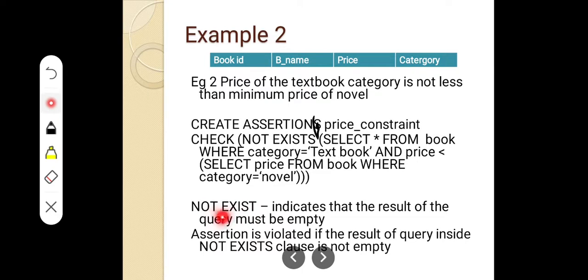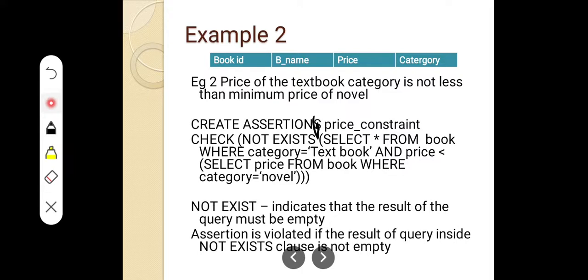So not exists indicates that the result of the query must be empty. Okay, അതായത് ഇതിൽ നമുക്ക് റിസൾട്ട് വരാൻ പാടില്ല. Here the result must be empty. There must be no row such that the price of the textbook is less than the novel. So this is the condition.